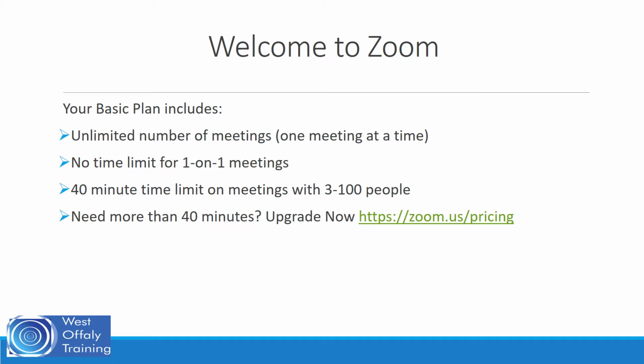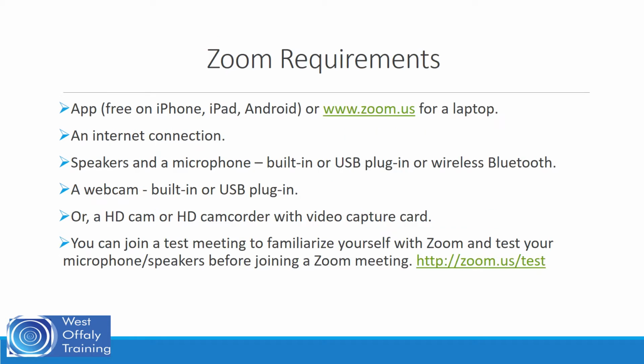The other side of that is there's a 40-minute limit on meetings with three to 100 people. So again, the maximum you can have in a meeting is 100, but with more than two people in a meeting, there's a 40-minute time limit on those meetings. And if you're looking for more than 40 minutes on a meeting, with more than two people and up to 100, then you have the option of upgrading your account. Now again, you can use the link here on the slide to click on that, and it will show you some of the different plans that are available to you. That will lift the restriction on the time limit, amongst other things.